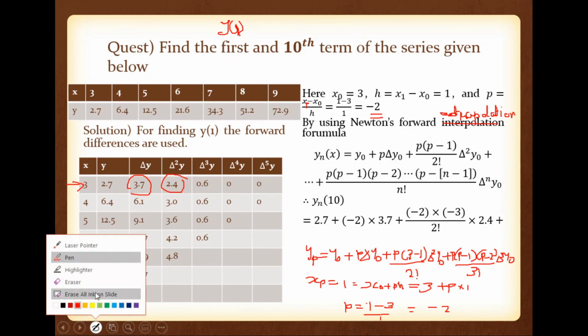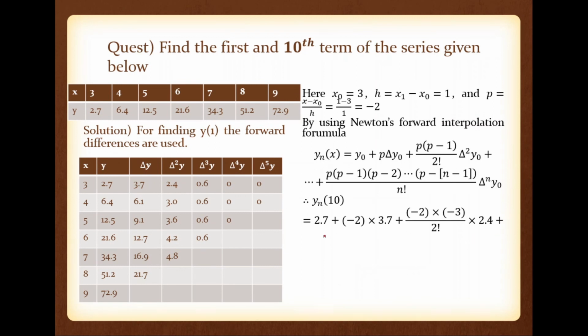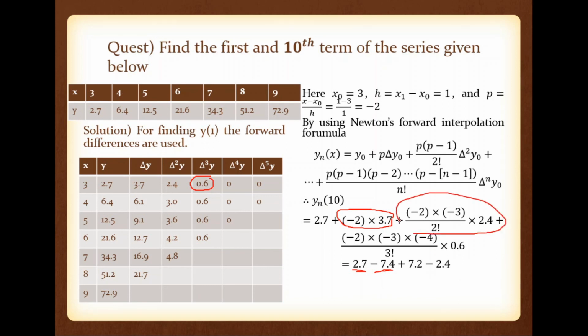plus one more term, that is minus 2 into p minus 1 into p minus 2 divided by 3 factorial into delta cube y0. This is delta cube y0. Okay, so that is equal to 2.7. This one is minus 7.4, minus 2 into 3.7, that is minus 7.4. This term, you can see that minus minus is plus, 2 and 2 are cancelled, 3 into 2.4, so that is 7.2.